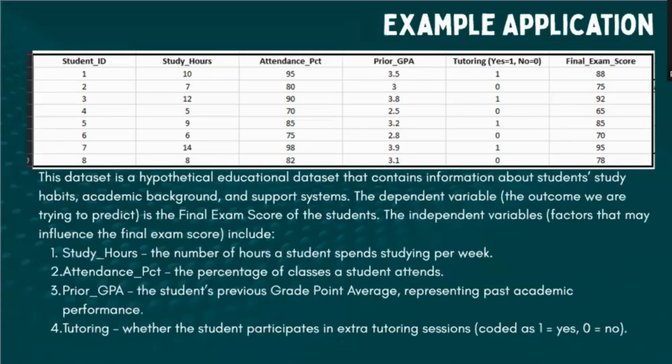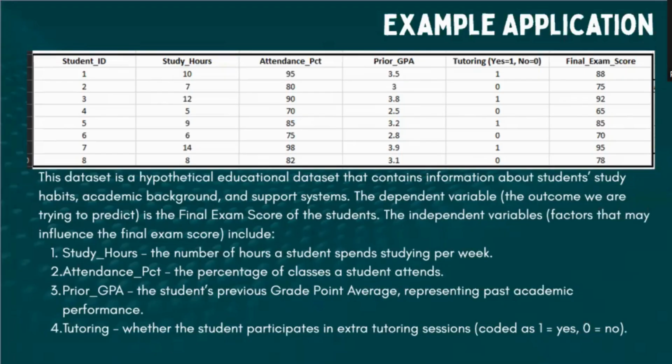This data set is a hypothetical educational data set that contains information about student study habits, academic backgrounds, and support system. The dependent variable, the outcome we are trying to predict, is the final exam result of the students.